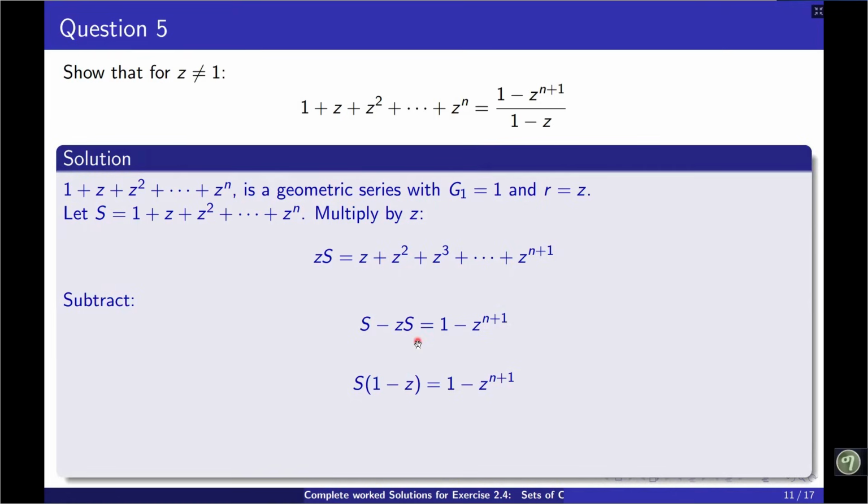Then taking s as a common factor here, we have s times (1 minus z) is equal to 1 minus z to the power of n plus 1. Then dividing both sides of this equation by 1 minus z to obtain s, which is defined to be the original expression given here, we have s is equal to (1 minus z to the power of n plus 1) over (1 minus z), which is defined for z different from 1. And therefore, we have the proof.